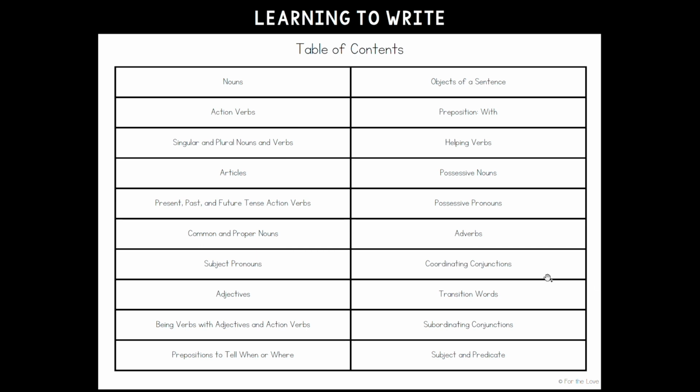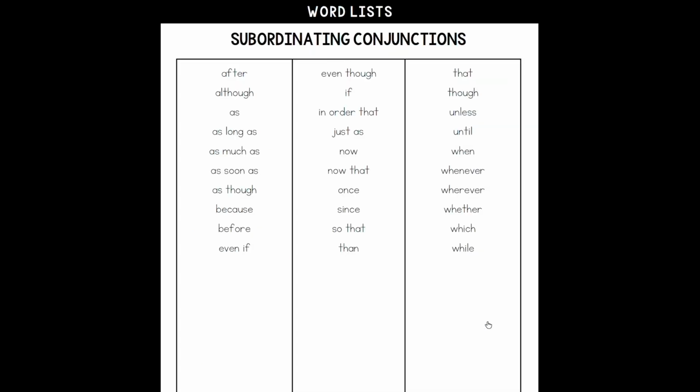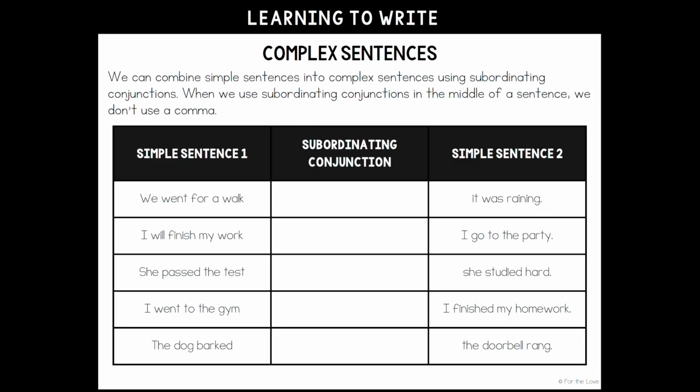We're going to talk about subordinating conjunctions in our Learning to Write program. To get started, I click on the topic from our table of contents. And here is a teacher list of subordinating conjunctions that your students may need to use. This is a resource for you that you can use to build your anchor charts, to build your examples for your students.